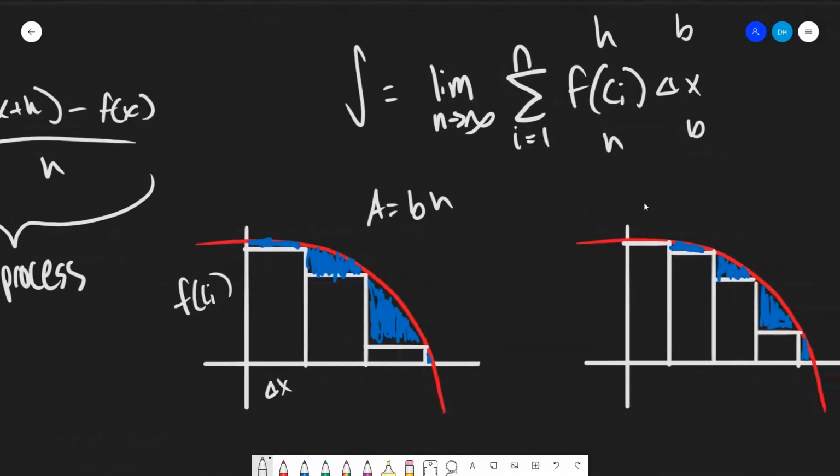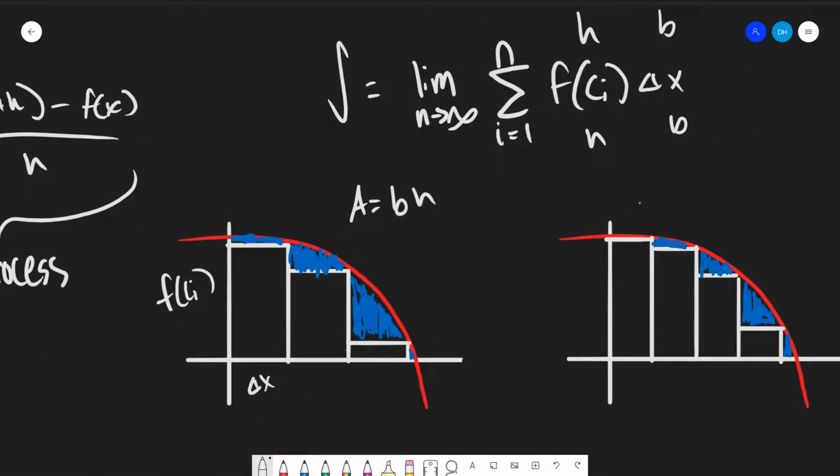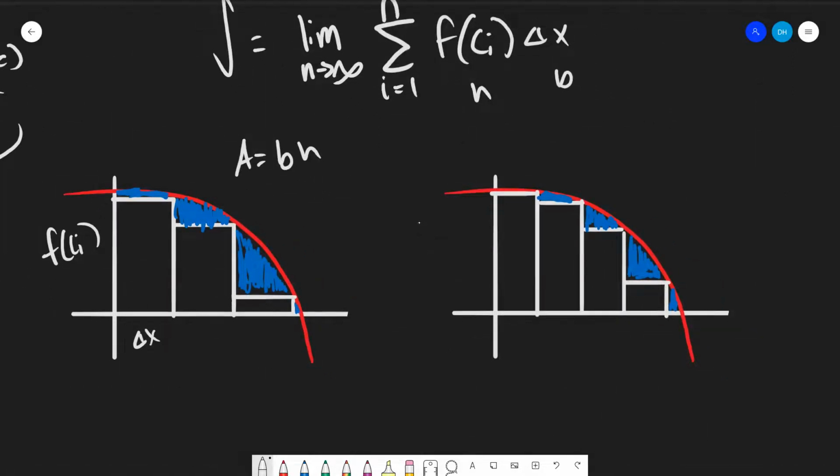And we're pretty much going to do that for every single rectangle and add them all up together. That's what this summation symbol means. Summation is just going to add up all these rectangles to find the total area underneath the curve. And over here on the left side, you can see that we have 3 rectangles versus 4 rectangles on the right side. The number of rectangles is represented by the letter n. n is the number of rectangles.